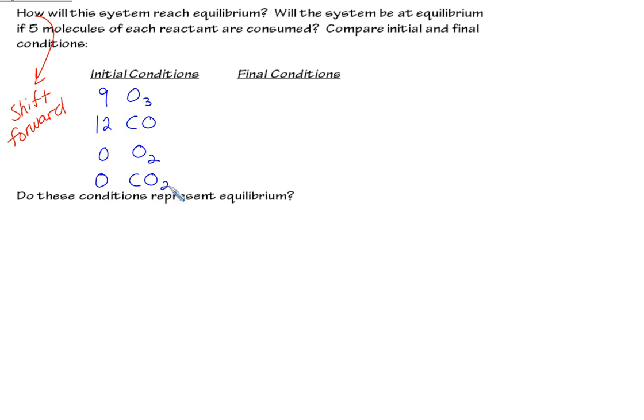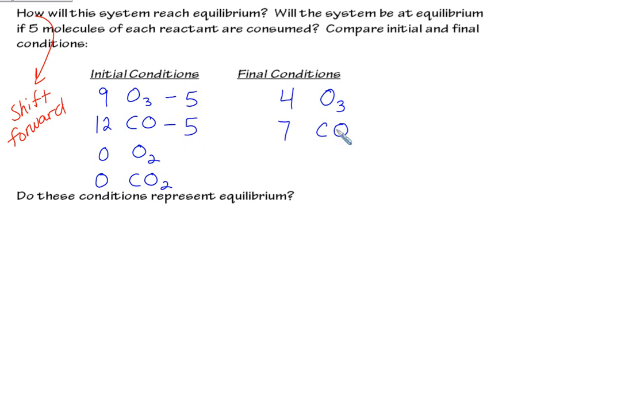Excellent. Now we're just looking at this example on a small scale. On a large scale, this might be like 9 moles per liter or something like that. We'll just look at this small scale and say, what if the system were to reach equilibrium by reacting 5 molecules of each? Okay, so here's what this would look like. If 5 molecules of each reactant are consumed, this is going to go down by 5. So our final conditions then, we would say this would be 4 O3s. This is going to also go down by 5, and this would be 7 carbon monoxides.